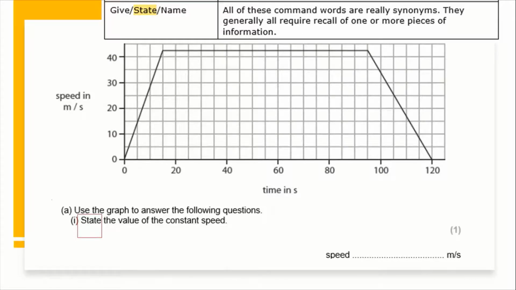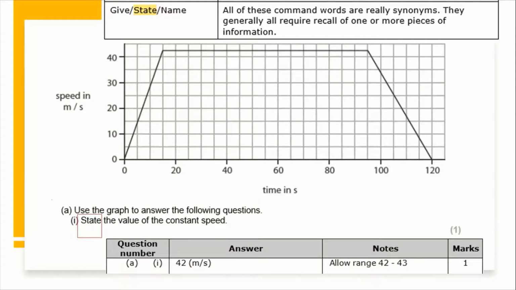Then maybe 42.5. 42.5 would be the value. So it would be 42, 43. Right. Now this is the answer given in the mark scheme. Like I told you all, they have allowed the range between 42 to 43. The answer is 42, but they have allowed the range between 42 to 43. Your answer can be 42, 42.5 or 43.